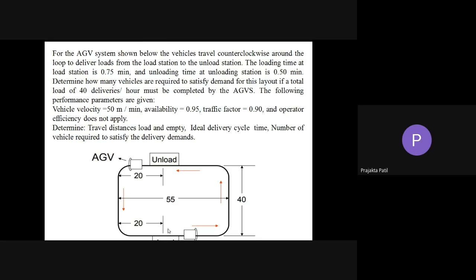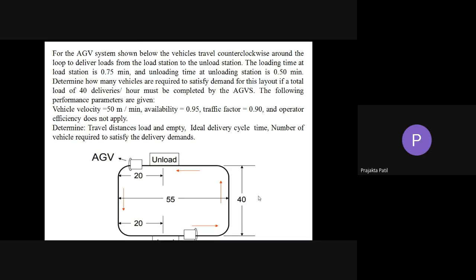So what will be the distance the vehicle travels from load to unload station? It will be 55 minus 20, that is 35, plus this 40 plus 35. So it is 35 plus 35, 70 plus 40, that is 110. So what will be the total length traveled, that is LD, the distance that the vehicle moves from the load station to unload station will be 110 meters.